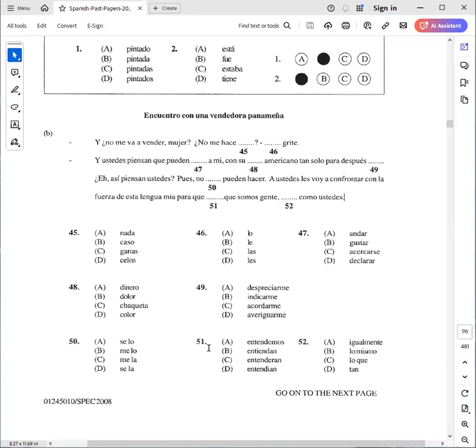So everything so far is correct here. I'm going to confront you with the strength of this language of mine so that you all understand, so entiendan, that we are people just like you. So everything else is fine.